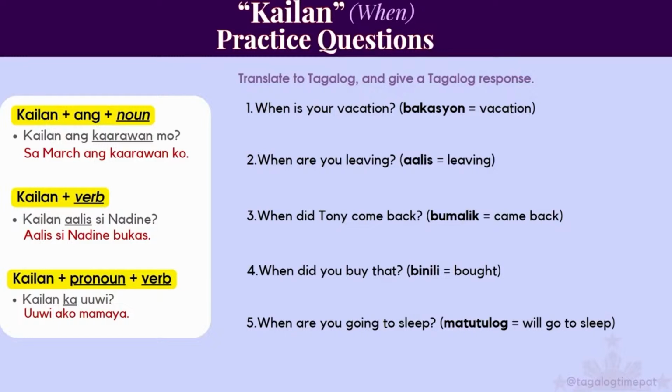Number 1, when is your vacation? Bakasyon is vacation. So let's just follow, I think it would be rule number 1. Kailan ang bakasyon mo? So, kailan, then the word ang, then the noun, which is vacation, and then the pronoun. The response, sa susunod na linggo ang bakasyon ko. Next week. My vacation is next week.